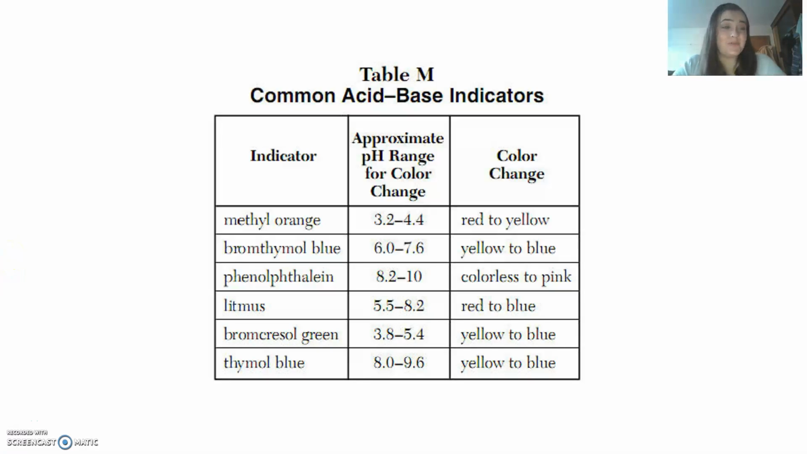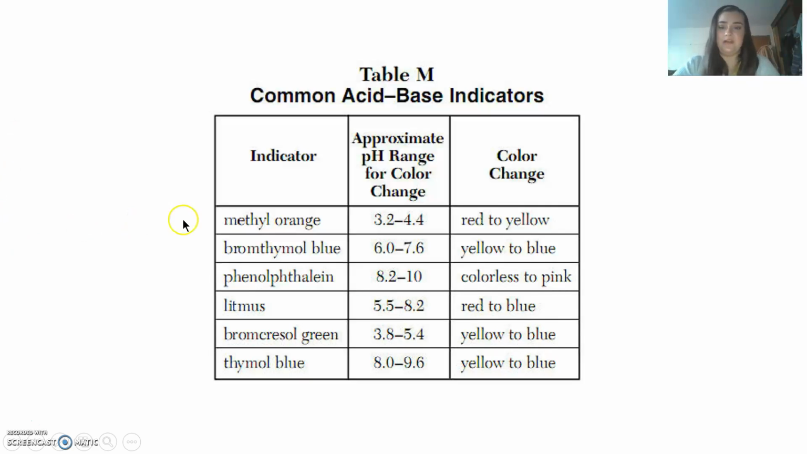Hello. Today we're going to be talking about Table M in the Physical Setting and Chemistry Regions Reference Table, Common Acid and Base Indicators. So, what is an indicator? An indicator is going to be a compound that you put into a solution to determine the pH. Let's go look at a few examples.